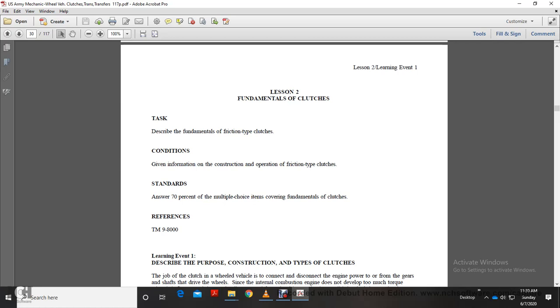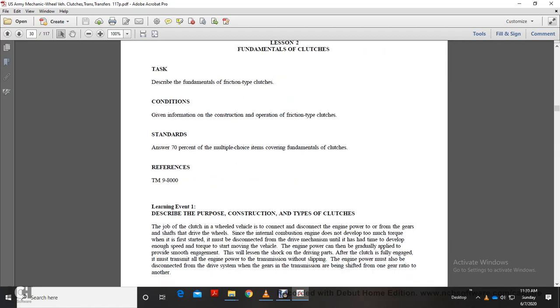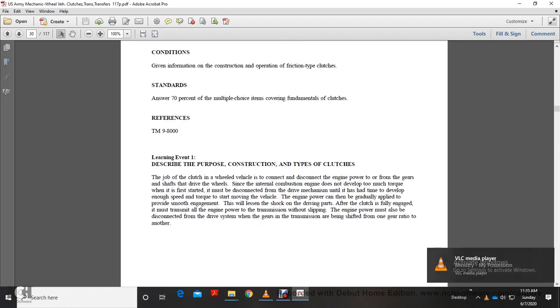Alright, lesson 2, fundamental clutches. Describe the fundamental friction type clutches, given information, construction, operation, friction type clutches. Learning event: describe the purpose and construction of the clutch.